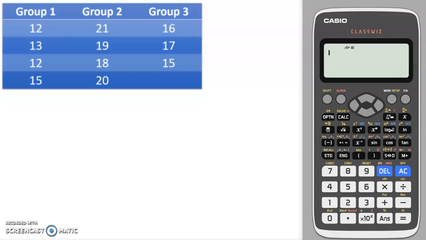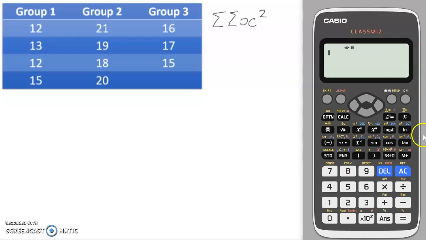This example is just going to briefly explain how we find the sums of squares totals for a one-factor ANOVA table. The first thing we need when we're calculating the sums of squares totals is we need our sums of squares. To do that, we need to square every value in the table and add them together.